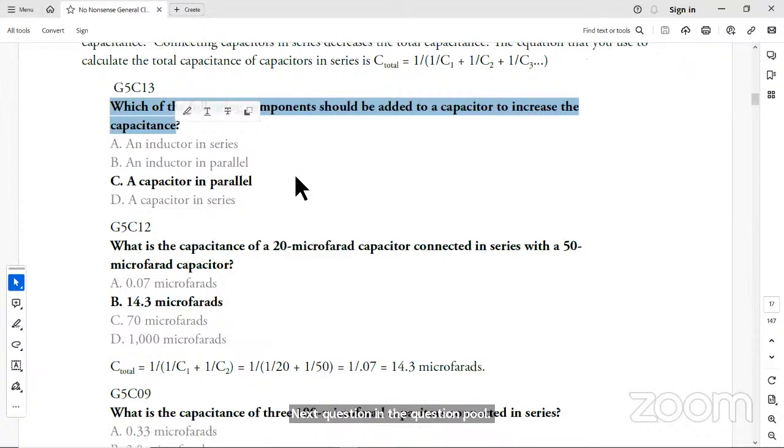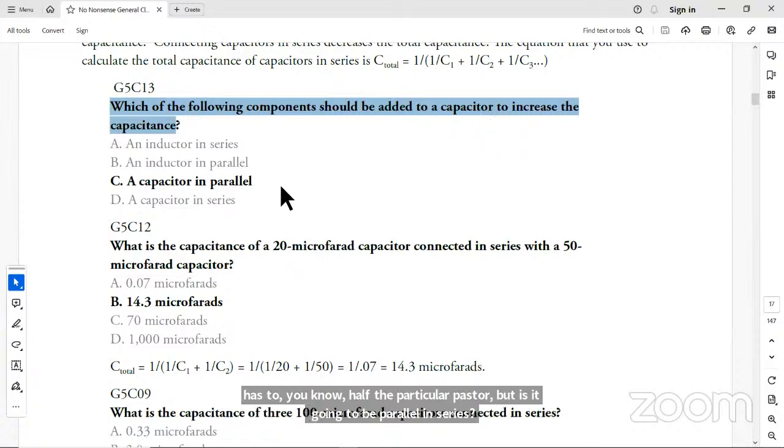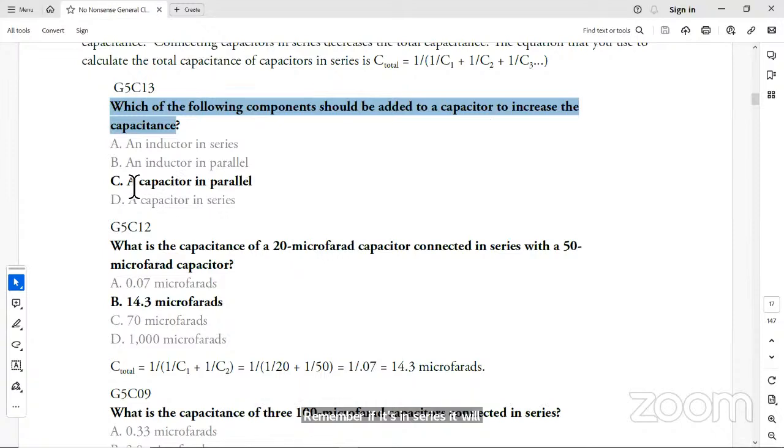Next question in the question pool. Which of the following components should be added to a capacitor to increase the capacitance? So let's dissect this question. What are they asking us? You have a capacitor in a circuit, but you want to increase the capacitance of that circuit. What do you do to increase it? Well, the answer is you have to put in a capacitor, but is it going to be parallel or in series? Remember, if it's in series, it will reduce. But if you put another capacitor in parallel, it will increase the value of the capacitance. And that's the answer. A capacitor in parallel is the answer.